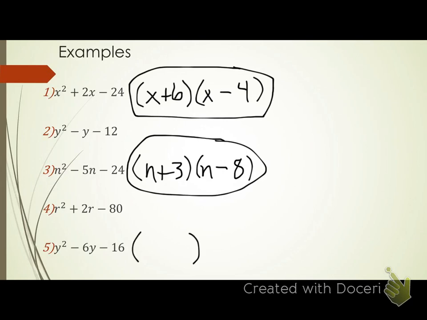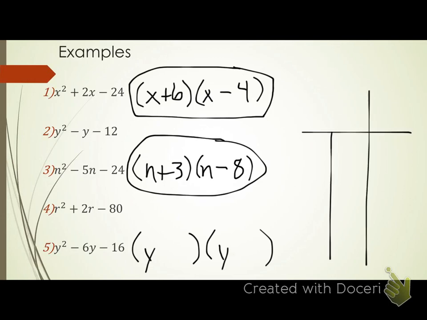It's my variable, y. C value, negative 16. B value, negative 6. Raise your hand if you can give me two values that multiply to give me negative 16.